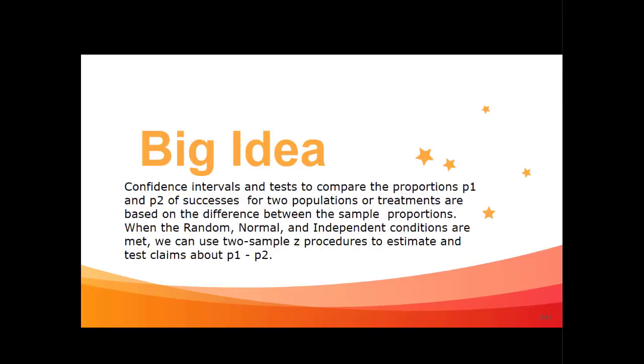So what's the big idea? Today's big idea is that you can use the differences between the sample proportions to compare the differences between 2 population proportions. In order for this to happen, you need to make sure that all the conditions of the central limit theorem can apply so that you can make a reasonable estimate of the difference, or if a difference exists.